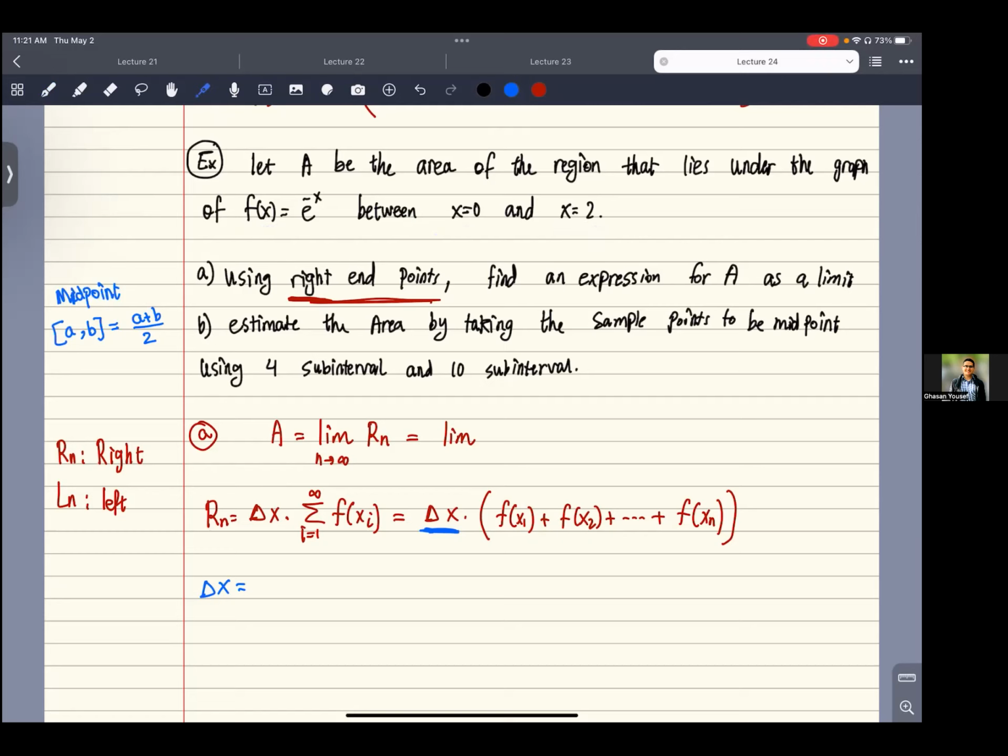What is delta x? 2. Exactly, correct. It's 2 minus 0 over n, which is the same as 2 over n. Okay, now we need to find f of x1, f of x2, f of x3, up to f of xn. Make sense?